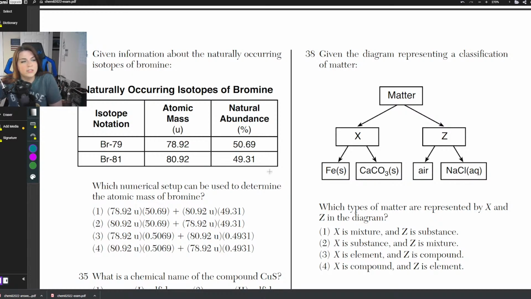So what you need to do is take the atomic mass and multiply it by the percent abundance, and then add that to the mass times the abundance of the next isotope.